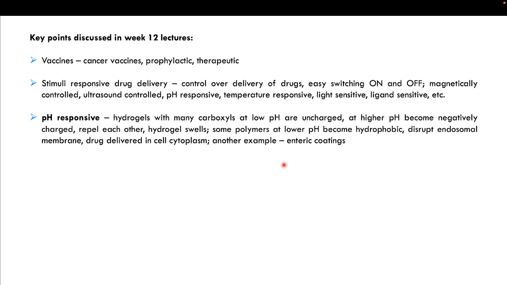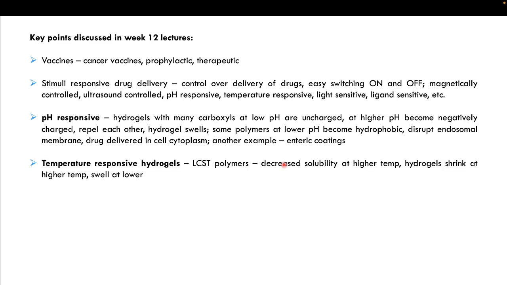The next topic to be discussed is temperature responsive hydrogel. So just like in pH responsive, the signal that is being given is coming from the change in pH, for temperature responsive hydrogels, the signal is coming from the temperature difference. So in this particular drug delivery system, certain kinds of polymers are used, which are known as LCST polymers. These are lower critical solution temperature polymers.